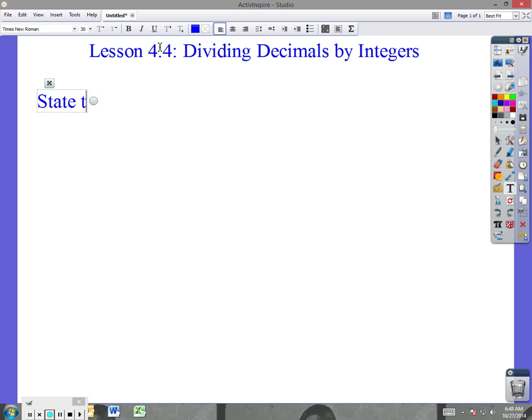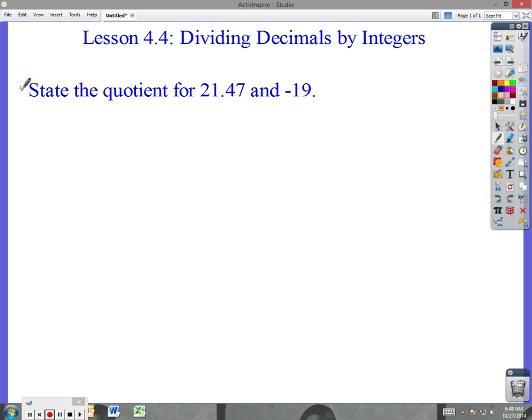State the quotient for 21 and 4/7 and negative 19. So I see, first of all, the key word in this problem is, well, let's go back and actually look at the vocabulary here. So state, there's the verb. That's giving me what to do. What do I have to state? I have to state the quotient.